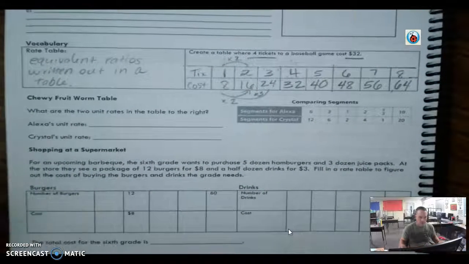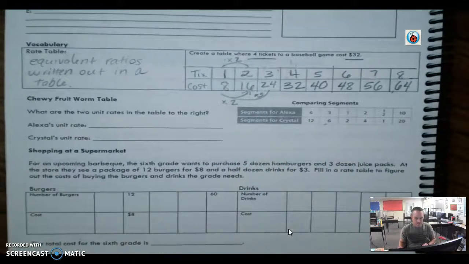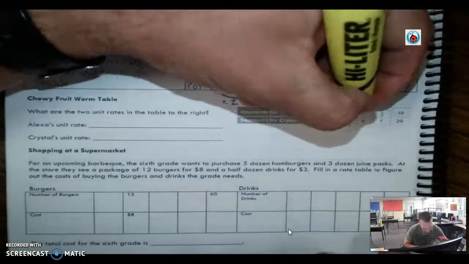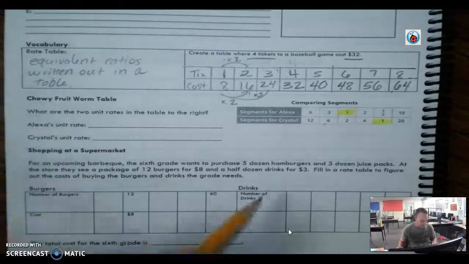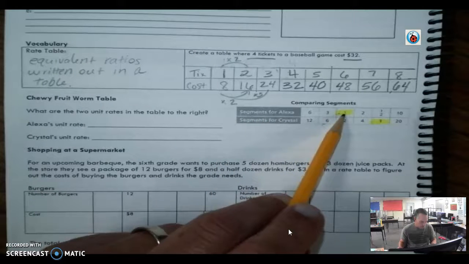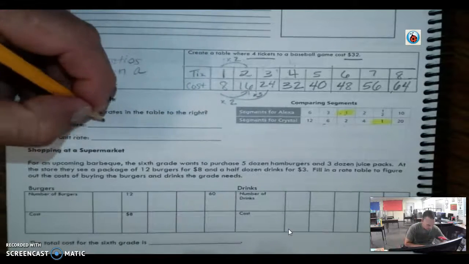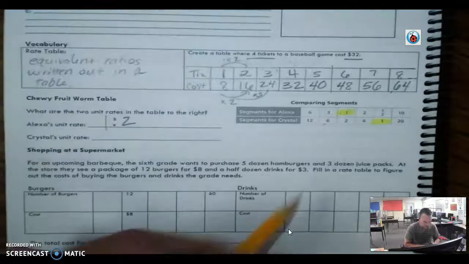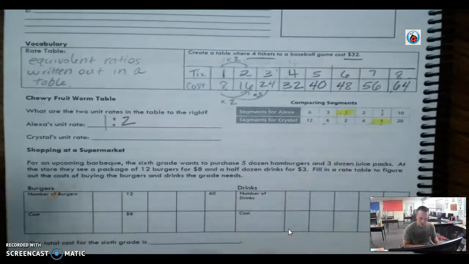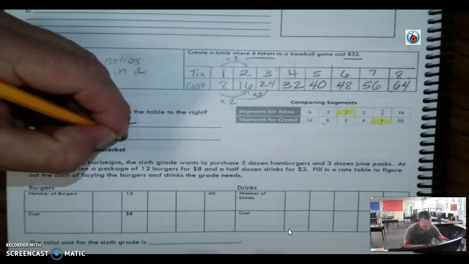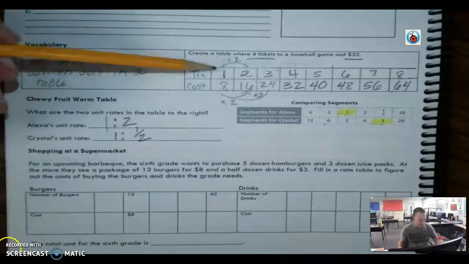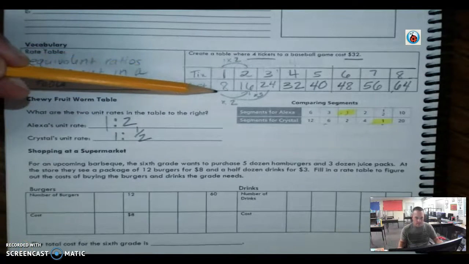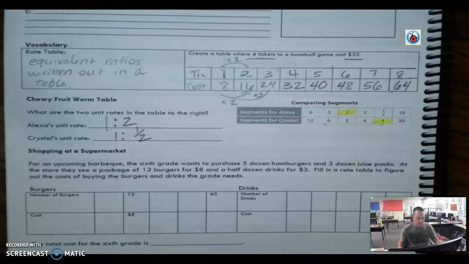What are 2 unit rates in the table at the right? Remember, unit rates are defined as breaking it down to 1. So there's a 1 there and a 1 there. What's Alexis's unit rate? You go to Alexis, and she has 1 to 2. So her rate is 1 to 2. For Crystal, she gets 1 to a half. That's pretty easy. You just have to find the 1. The unit rate right here is 1 ticket to $8. 1 ticket to $8. So that's the unit rate there.